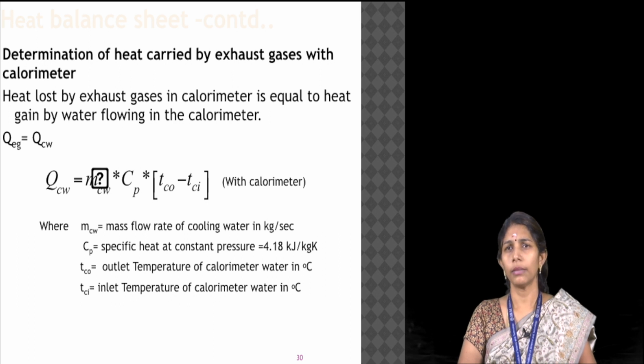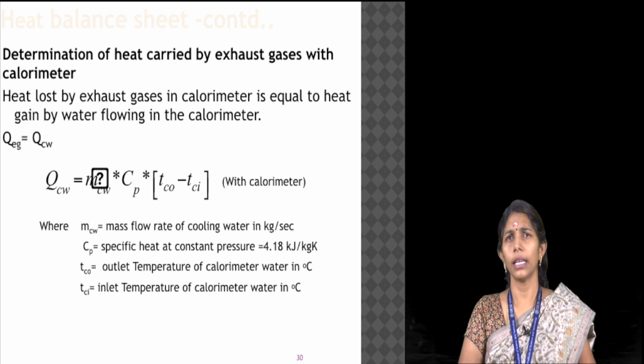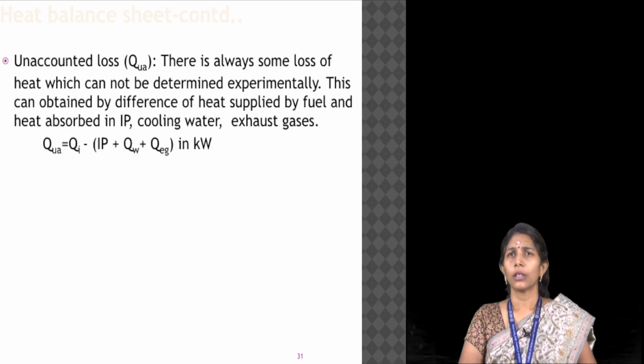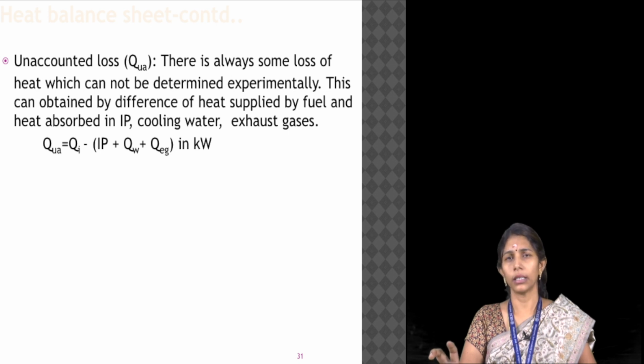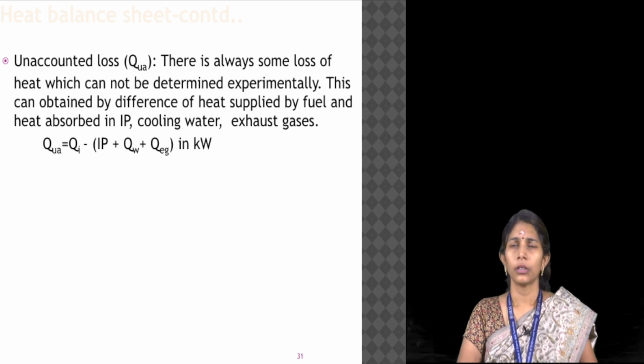So we can use mCpΔT to calculate the heat carried away by exhaust gas with a calorimeter. There are always some losses which cannot be found out experimentally. To obtain this loss, we normally sum up the useful work, the heat carried away by cooling water and by exhaust gas, and subtract this net quantum from the heat input. That gives the unaccounted loss. So these are all the ways to understand the performance and the parameters affecting the engine working.